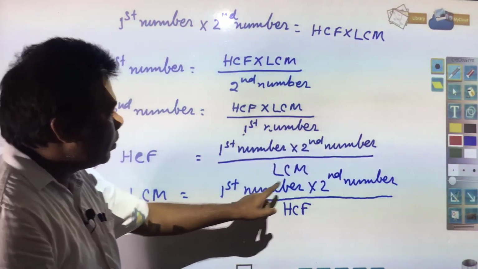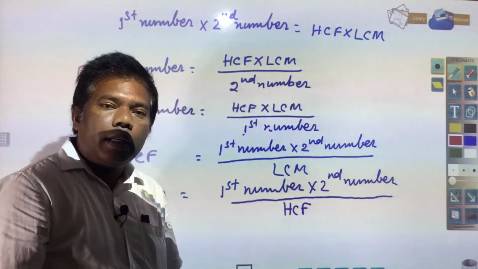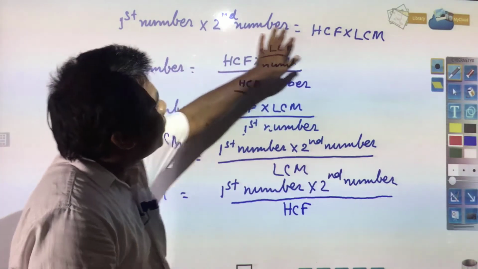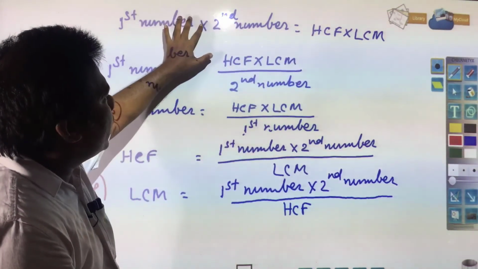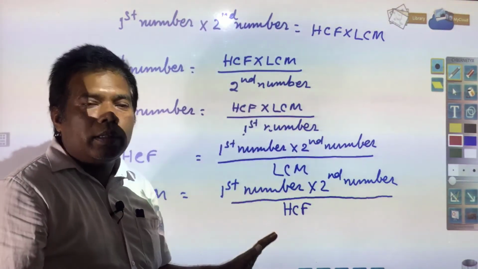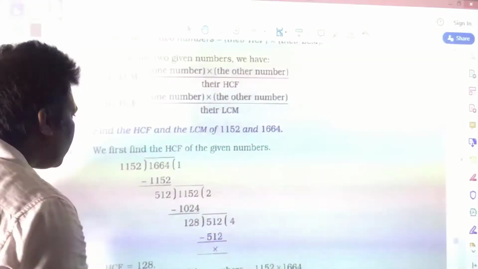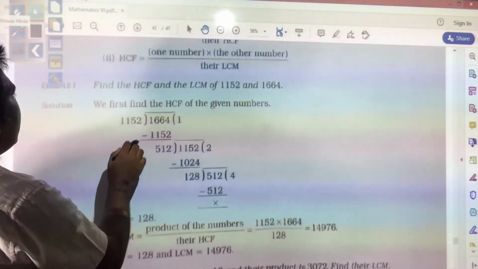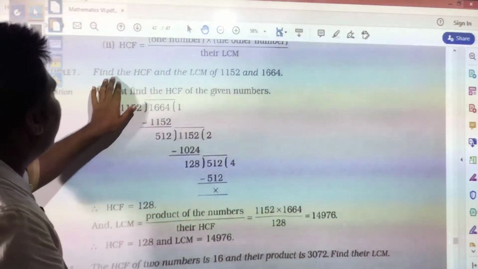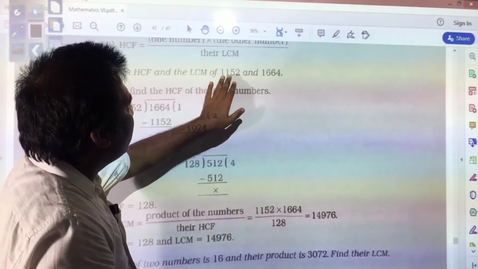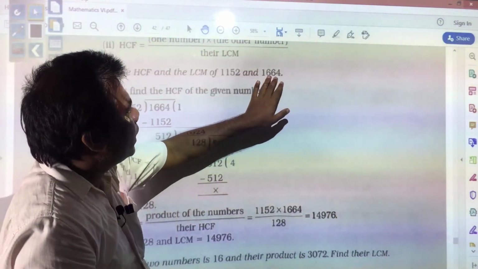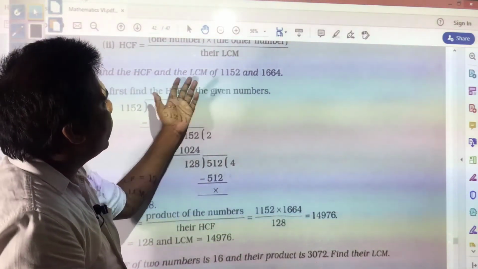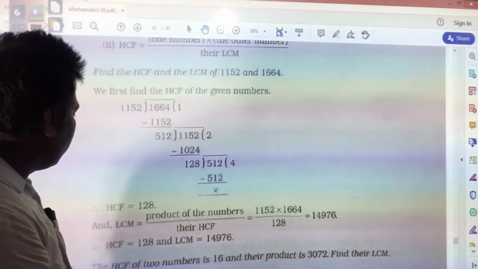The product of the numbers means first number into second number. LCM is equal to first number into second number divided by HCF. So, by using these formulas, if any one among these 4 is not there, you can find that out. Here you see, next we have one example: find the HCF and the LCM of 1152 and 1664. You have already done both the exercises for LCM and HCF, so you will be able to solve this.